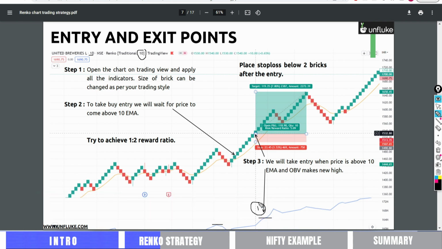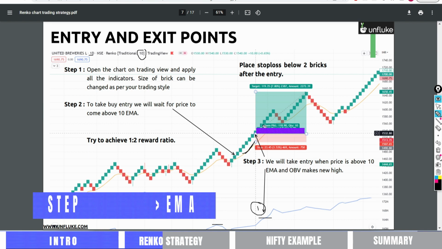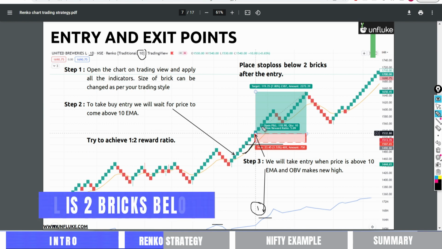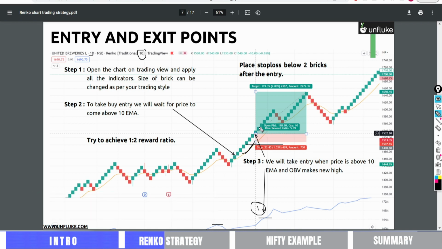It's making new highs. That means more money is coming in. More volume is coming into this stock, and at the same time the RENKO is above this EMA, so I can go for this entry and I will put the stop loss 2 bricks below. Somewhere here can be my stop loss, and I can at least go for a 1:2 trade. I can even go for a higher trade here because you can see the movement in RENKO can be very good because it takes care of all the volatility.